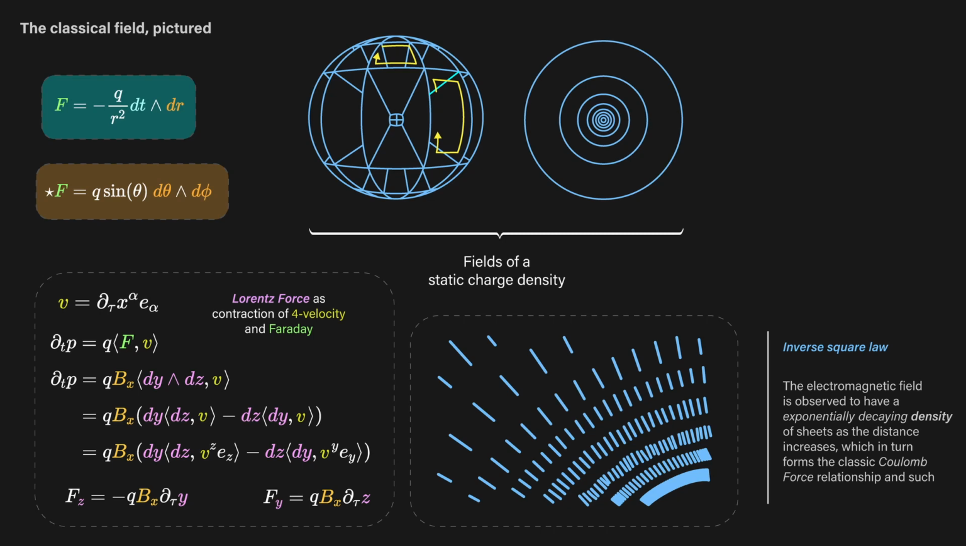And you can actually write down very well the Lorentz force as a contraction of the force velocity in Faraday, and so this is a general proof over here. However, we will see a far more interesting way to visualize this proof in the next slide.